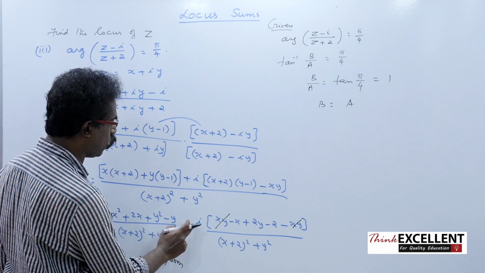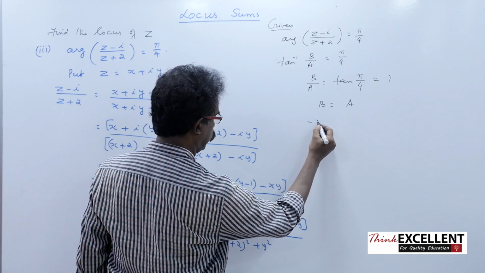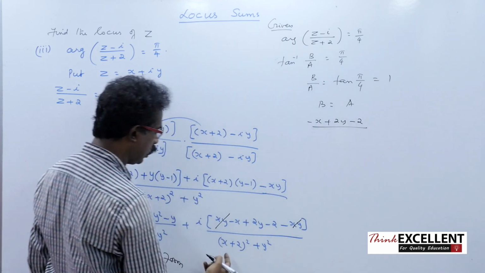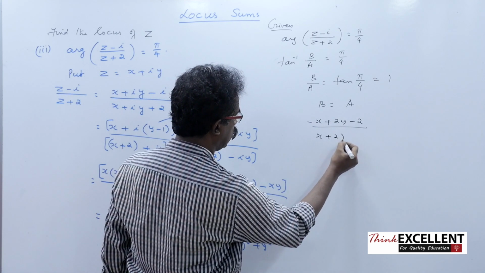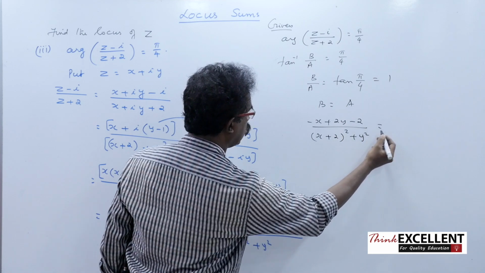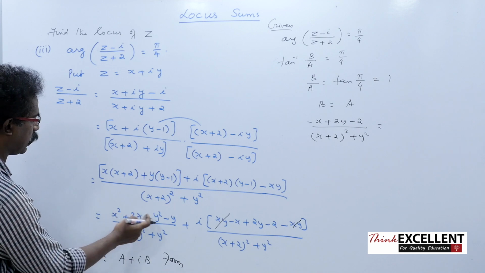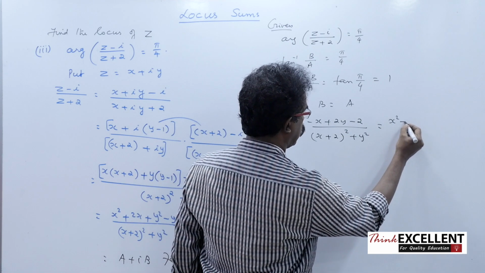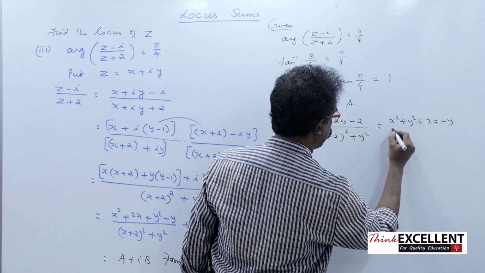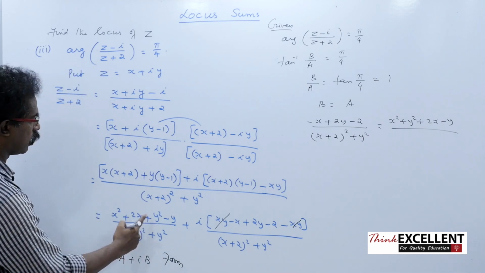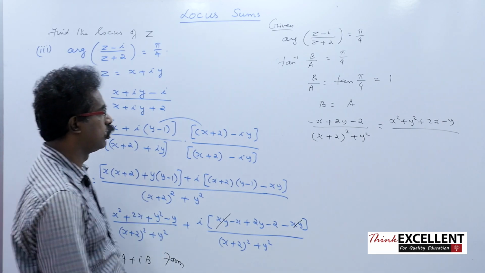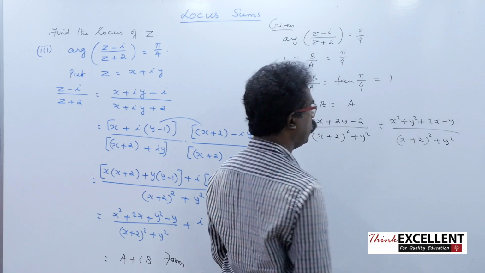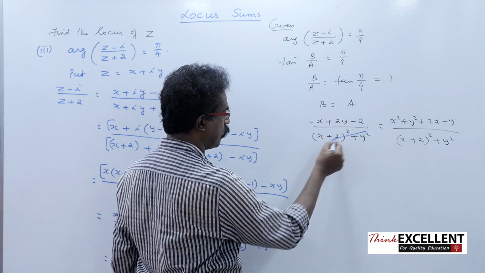So b, b means the coefficient of i. It is minus x plus 2y minus 2 divided by x plus 2 the whole square plus y square, equal to a. a is the real part: x square plus y square plus 2x minus y, divided by the denominator x plus 2 the whole square plus y square. Same thing. Both the denominators are same, right? You can cancel the denominators.